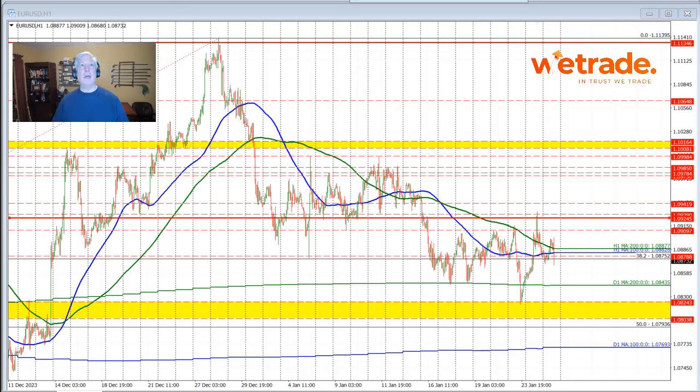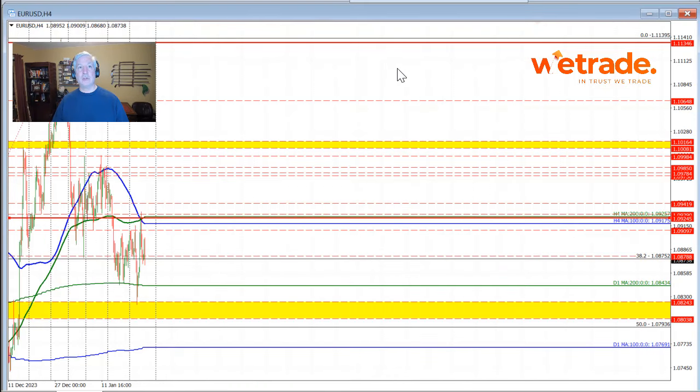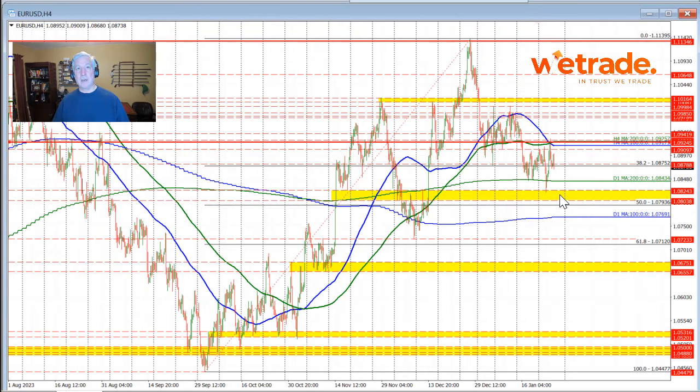If we go below that level, I'm going to put up the four-hour chart. The next target comes against this swing area here between 1.0803 and 1.0824. Below that is a 50% retracement of the move up from the October low to the December high. That level comes in at 1.07936. So the progression goes to the 200-day moving average, then the swing area down here, and the 50% retracement.